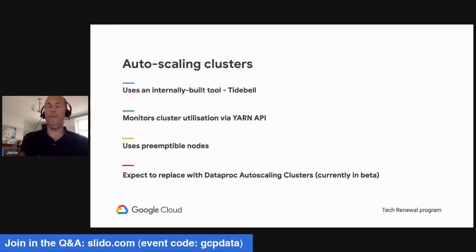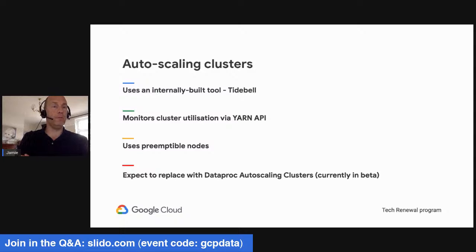So just to drill down a little bit on these auto-scaling clusters that I talked about, we do still use our internally built tool, Tidebell. We do have a plan to migrate to Google's own auto-scale clusters. We haven't done that yet. So the way Tidebell works is it monitors cluster utilization via the cluster's Yarn API.